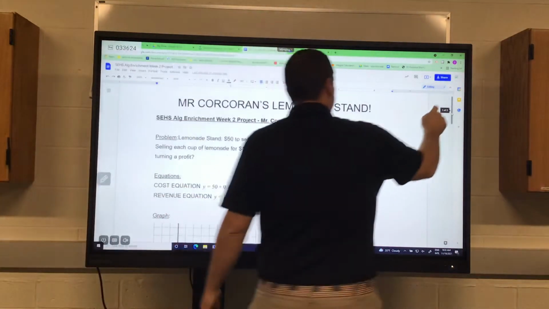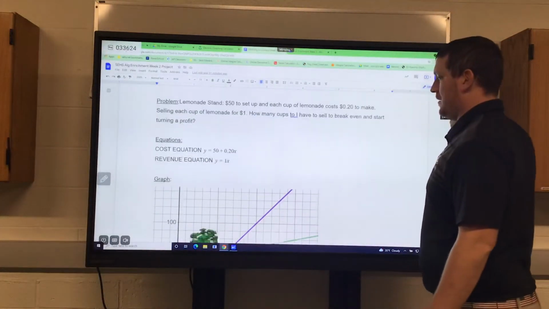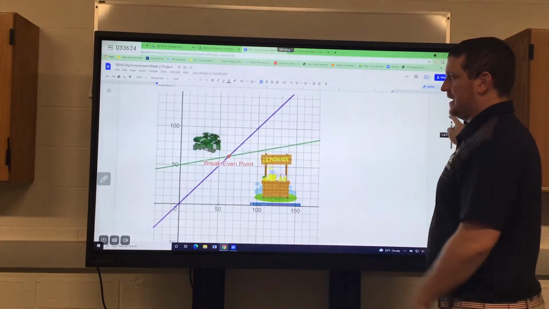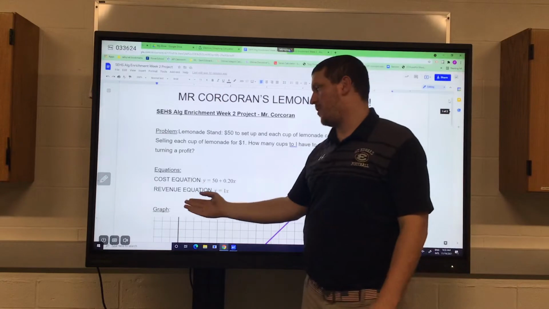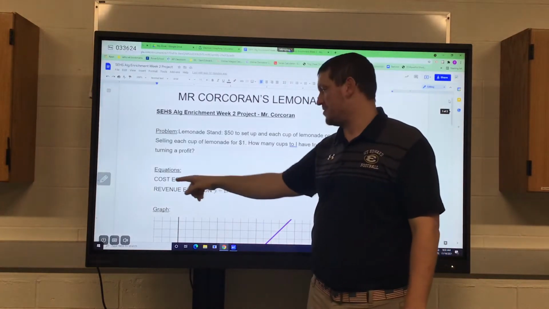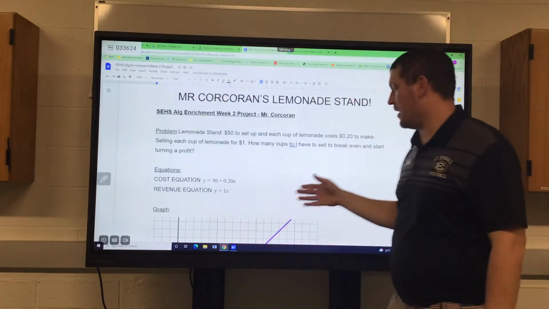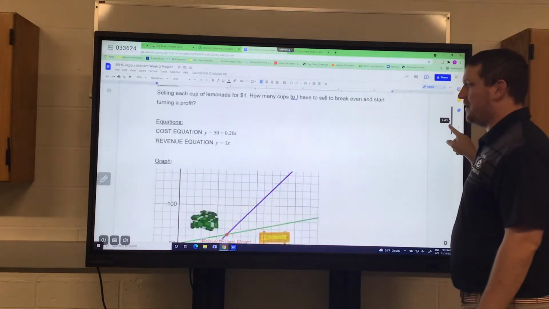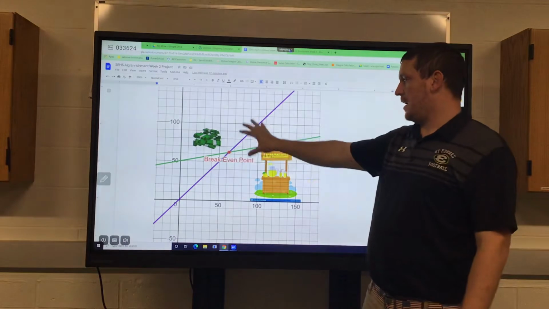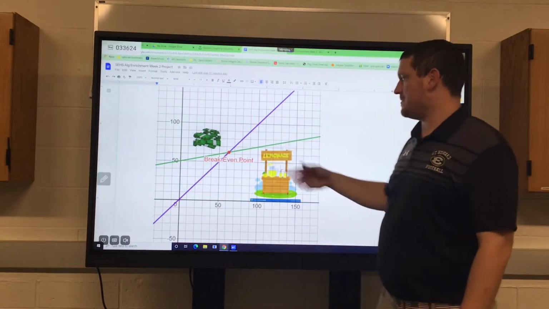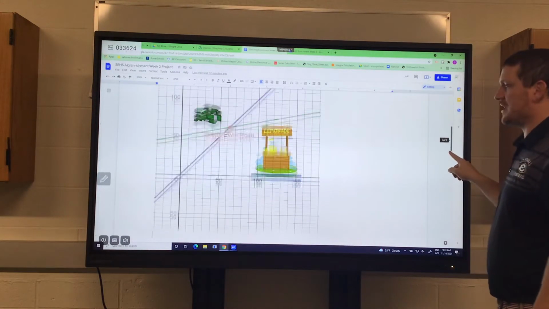So I took the graph, copied it, and pasted it onto here, and I'm asking myself a bunch of questions. Well, here's my problem. Here are the equations I got, so I labeled the equations. I have a cost equation, I have a revenue equation, and when I put those on the graph, it looks like this. There's my break-even point. I can easily see my y-intercepts and my slope and everything like that, my images that are on there.